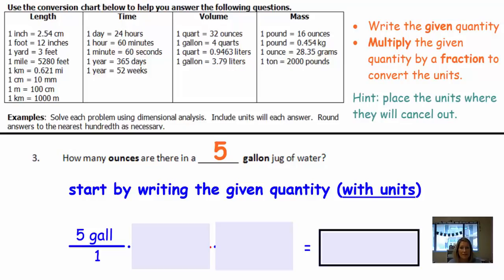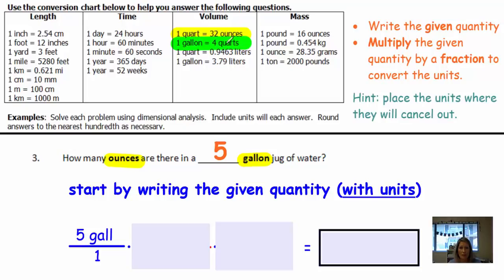Now we are looking to convert this into ounces, and we're going from gallons. So let's go up here and see what we can come up with. We've got ounces here, but quarts. We've got gallons here, but quarts. And gallons here, so I don't see anything that goes directly from gallons to ounces. But we can use a combination. We can convert into quarts first, and then into ounces. That works out.